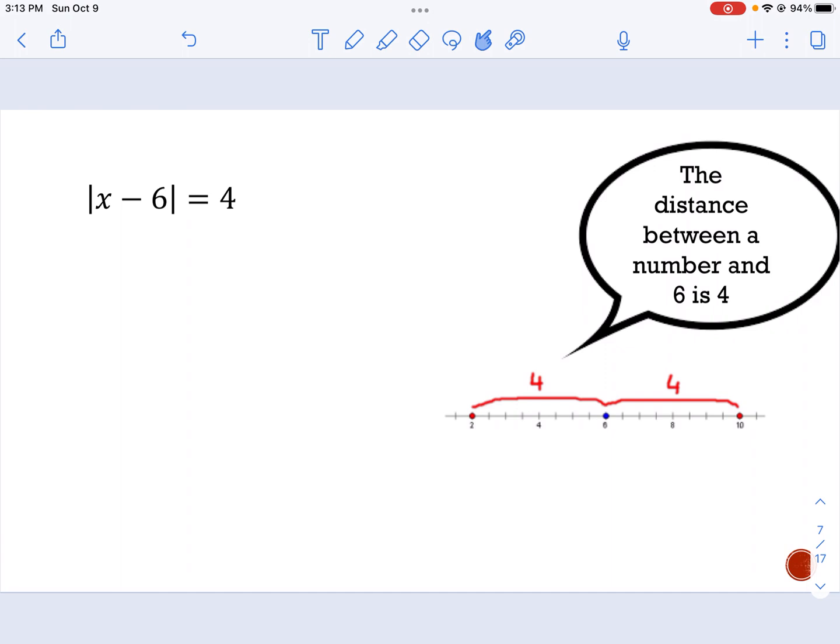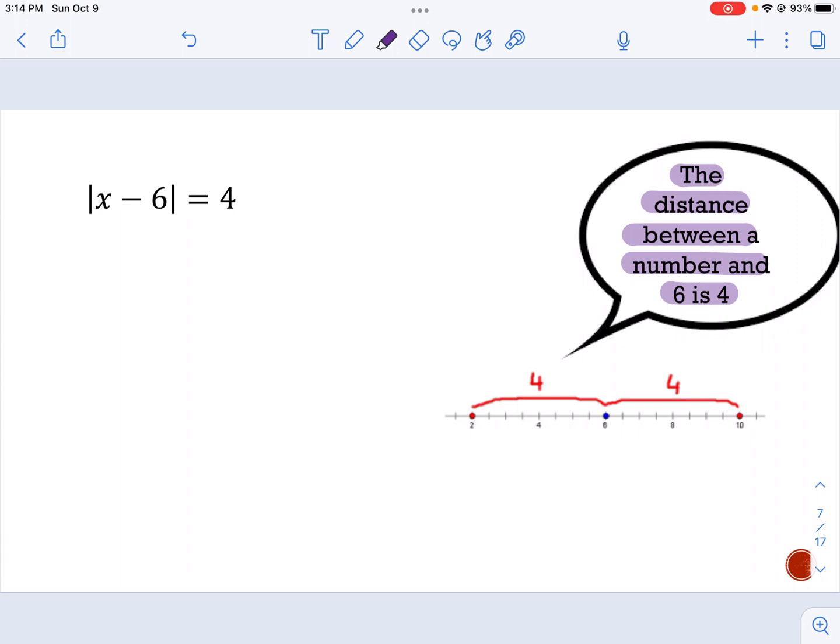Now here I have the absolute value of x minus 6 equals 4. Once again, there are 2 different ways of looking at it. We can think about it in terms of distance. Absolute value is distance. We're saying the distance between a number and 6 is positive 4. So I'm thinking about which numbers are 4 units apart from 6.